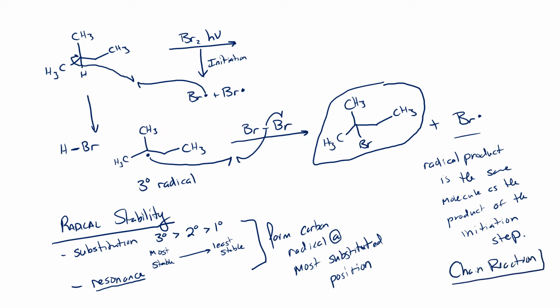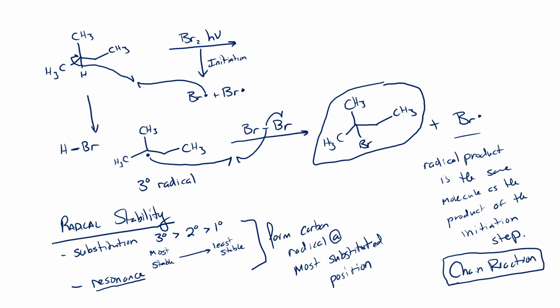So whenever our products equal our starting materials, that means that we have a circular reaction where we start here, we do our reactions, and then in the end, we end up right back where we started. And so we can just keep cycling through this, and we'll keep producing more bromine radicals until eventually all of the Br2 is consumed. And then we can't produce any more bromine radicals, and the reaction stops.